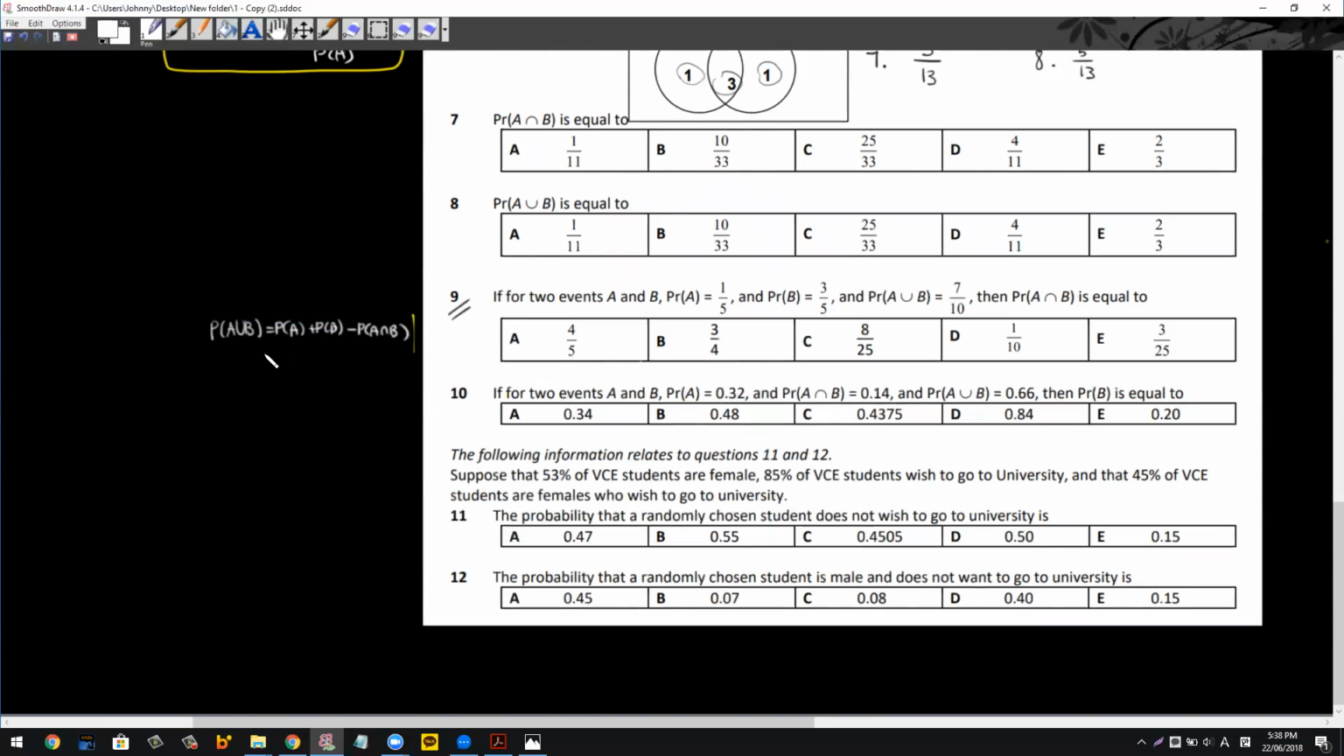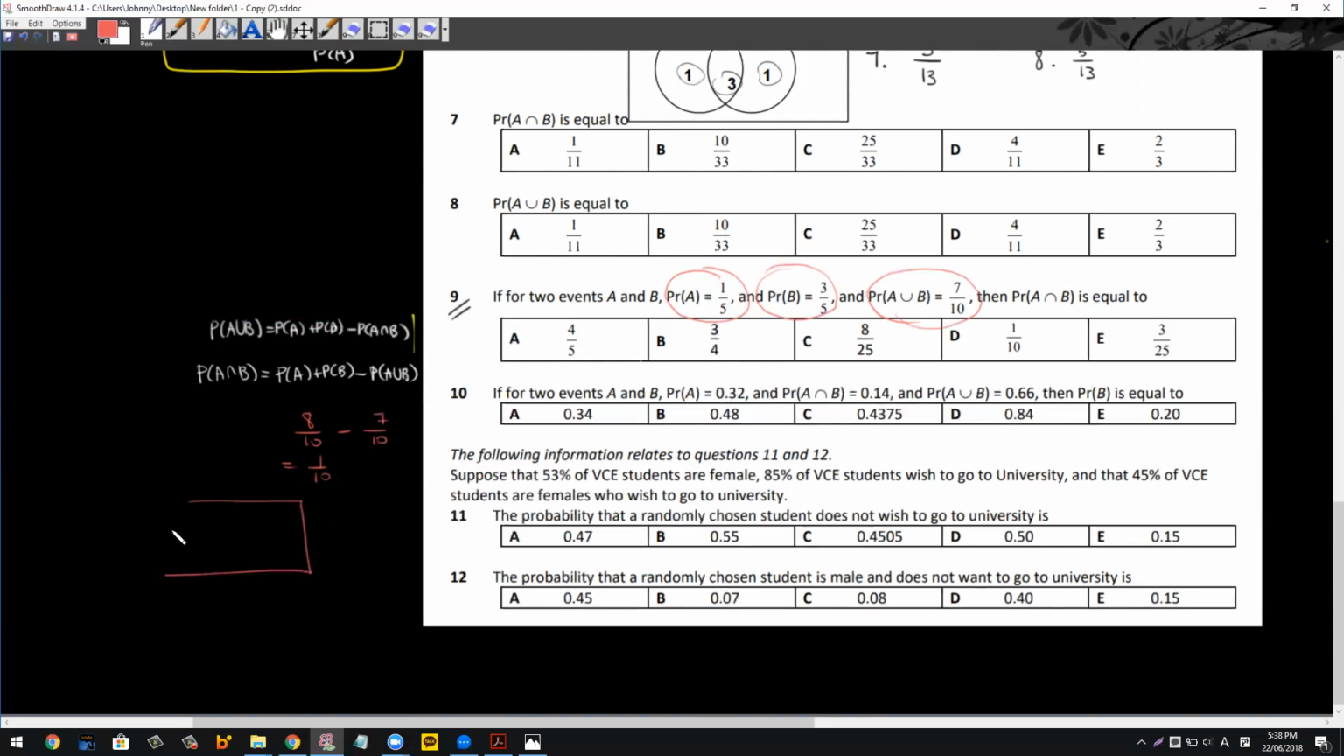So I'll show you. If you rearrange this, you get P of A and B is equal to P of A plus P of B minus P of A or B, isn't it? So if you just add these two and then minus this one. Okay, so that's 4 out of 10, 4 out of 5, which is 8 out of 10, minus 7 out of 10, so that's equal to 1 out of 10.